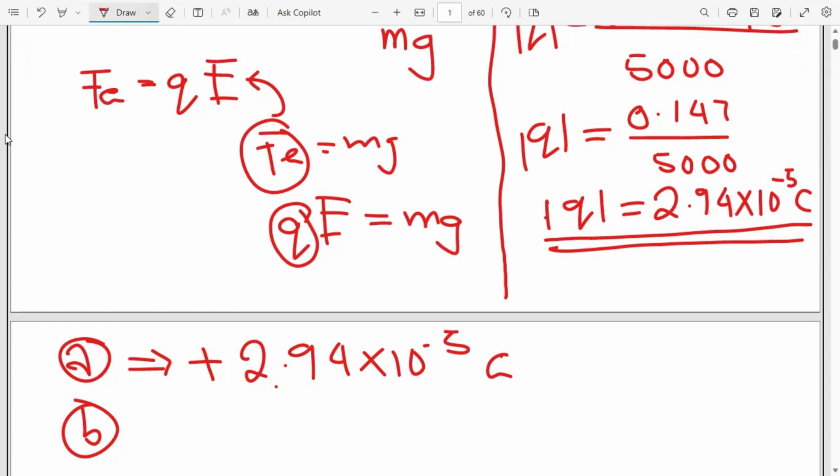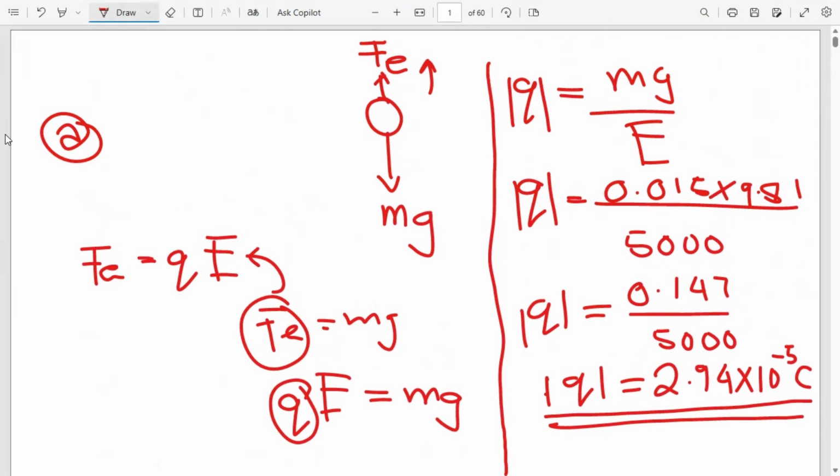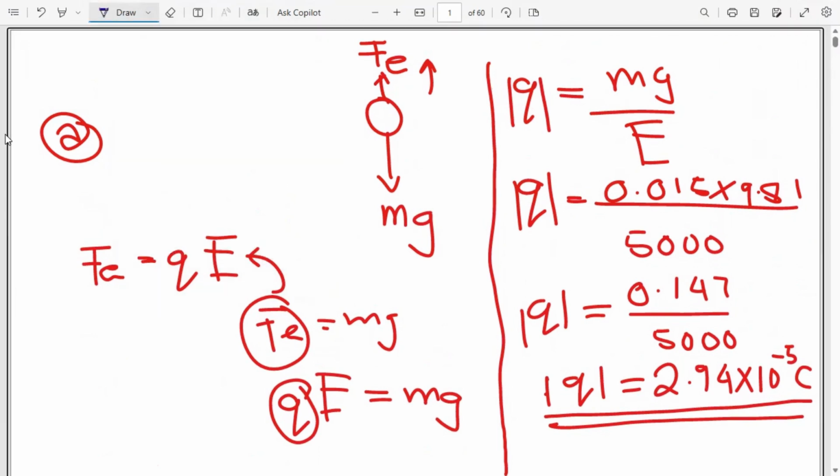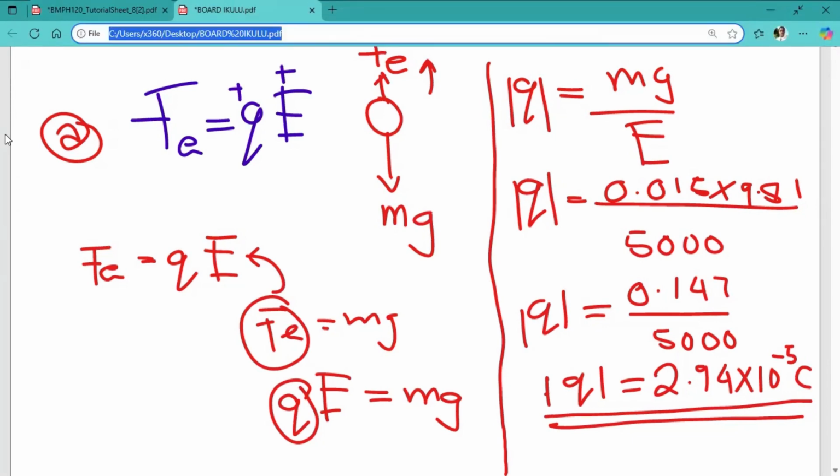Let me just explain using the formula so that people can understand. So we've said the Fe should be positive. It should point upward. So this we've said is equal to Q multiplied by E. So if E is pointing up, and Fe, the electrostatic force needs to be pointing up too, it needs to be positive, which means these guys both need to be positive, right? That's why I've said in part A, Q should be positive. That's why I've said Q is equal to positive 2.94 times 10 to the power minus 5 coulombs.